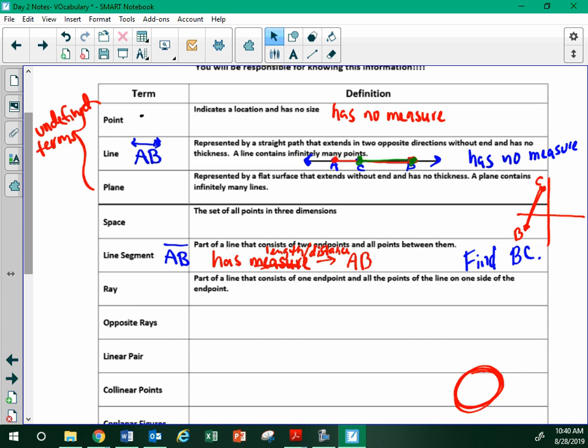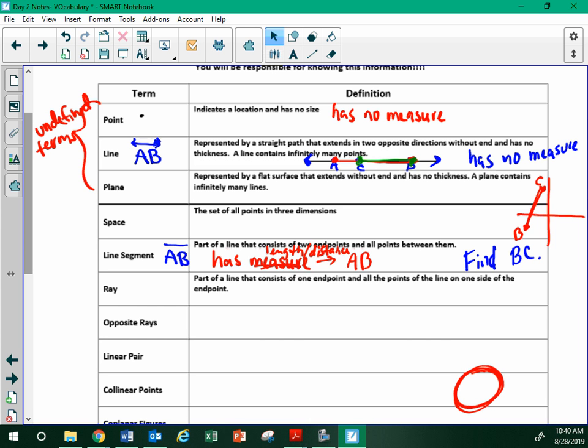So we have a point, string a bunch of points together, that's a line. Put a bunch of lines together, that's a plane. So a plane is represented by a flat surface that extends without end and has no thickness. Plane contains infinitely many lines. Okay, so kind of builds upon it. Again, it doesn't have thickness, just like the line, although we draw it. So the plane is a flat surface that goes on forever and ever.